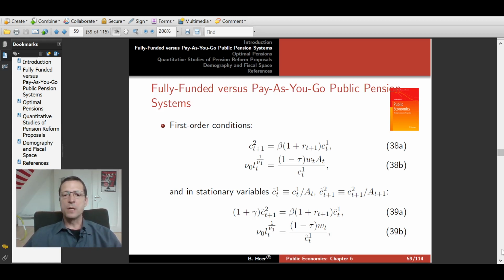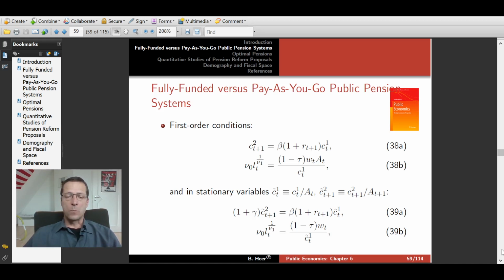38b is the well-known first order condition with respect to labor. So on the left-hand side, we have the marginal disutility when working an extra hour. And on the right-hand side, we have the utility gain of having an extra unit of income.